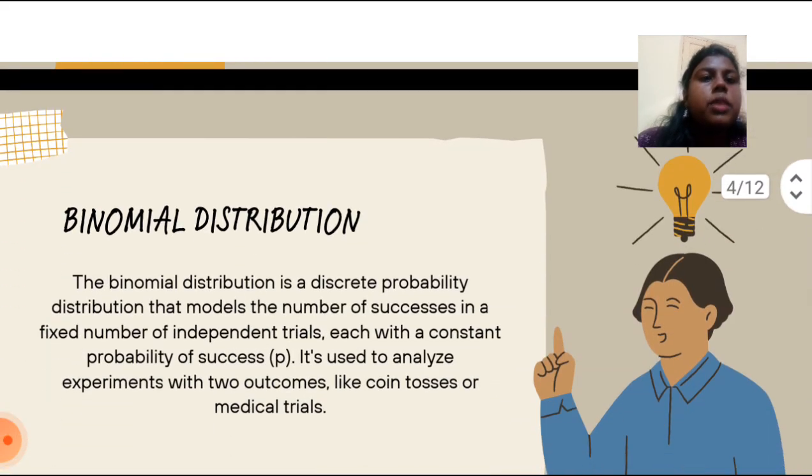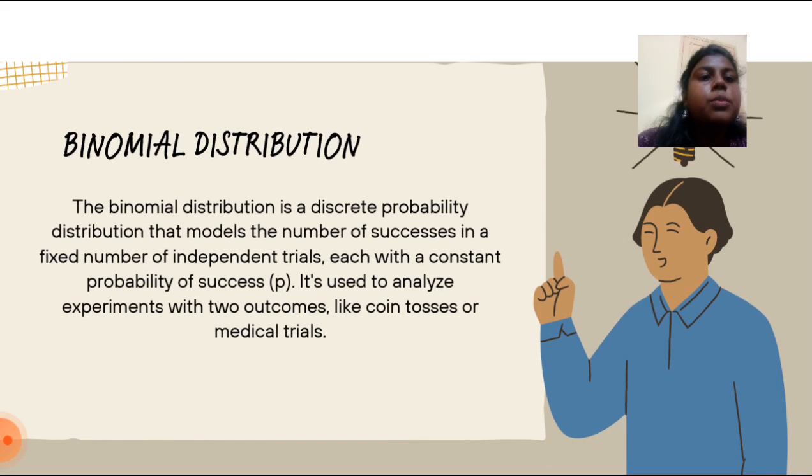And what is binomial distribution? It is a discrete probability distribution that models the number of successes in a fixed number of independent trials, each with a constant probability of success. And it is used to analyze experiments with two outcomes, like coin experiments or medical trials.